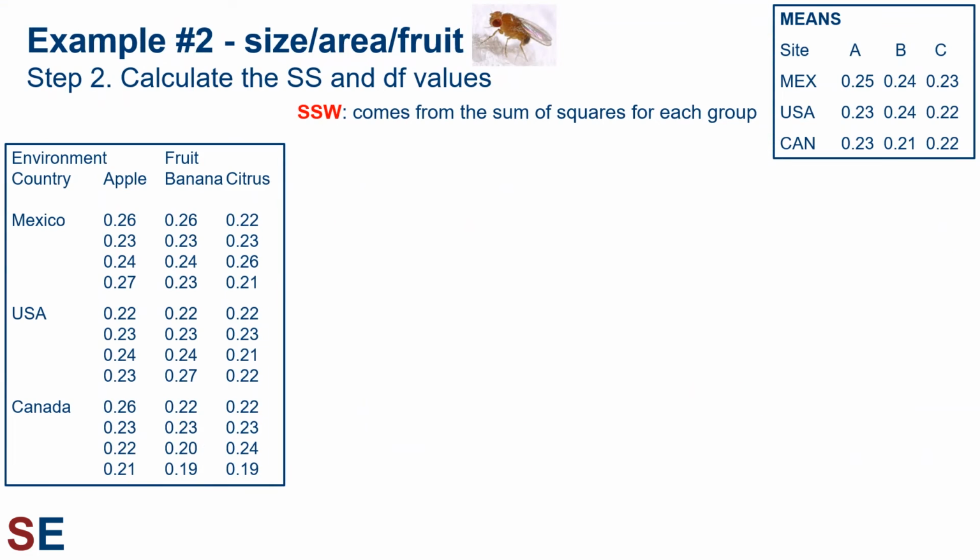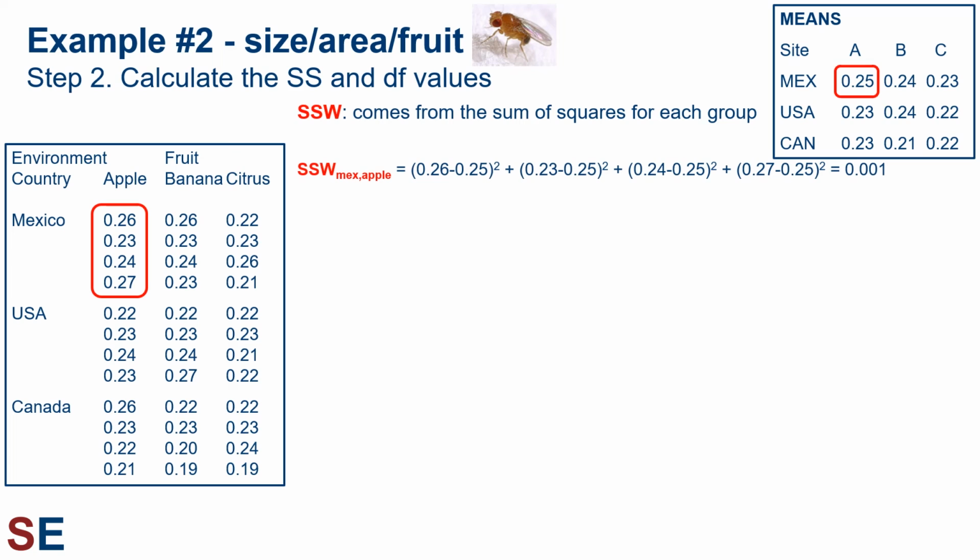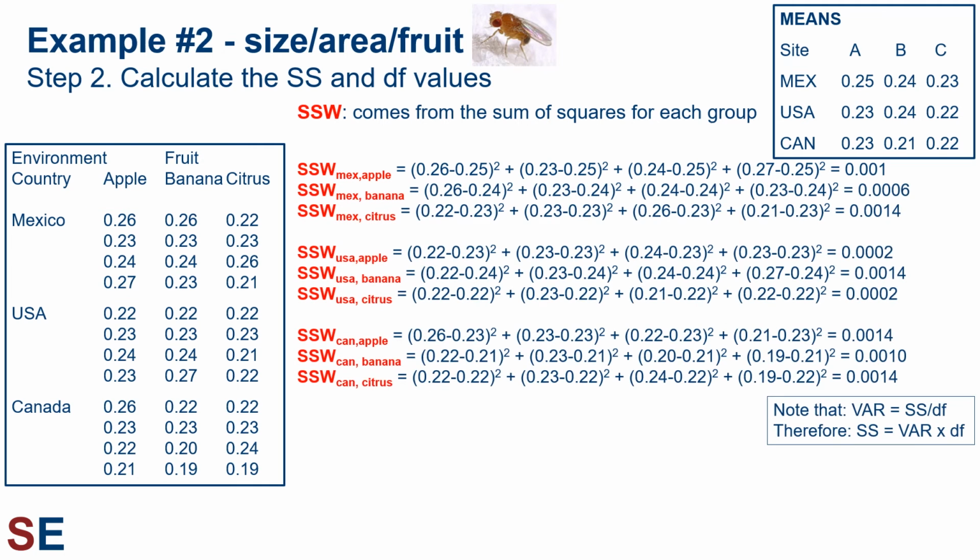Now for the sum of squares within, which comes from the sum of squares for each group using the mean for each group. The sum of squares within for the Mexico and Apple group uses the mean for the group of 0.25 and the 4 values. This is 0.26 minus 0.25 squared, plus 0.23 minus 0.25 squared, plus 0.24 minus 0.25 squared, plus 0.27 minus 0.25 squared, for a total of 0.001. We would do the same thing for the other 8 groups.